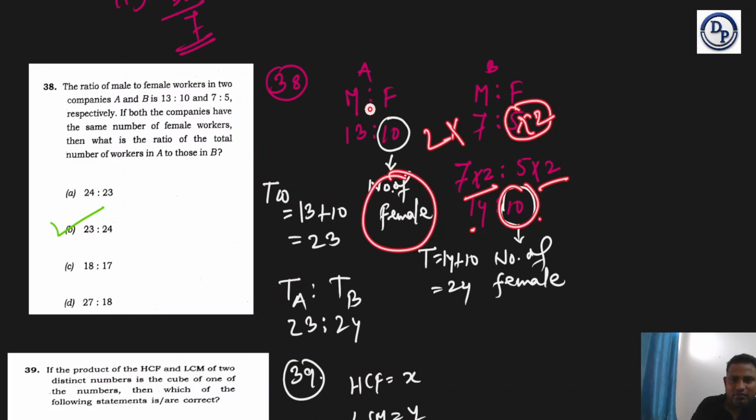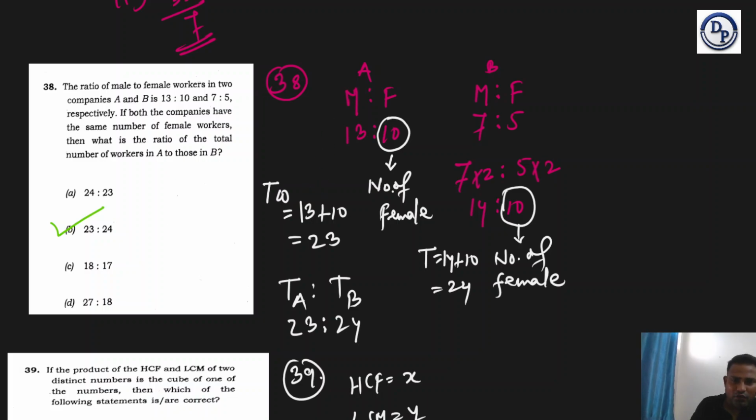The total number of workers in A is 23. TW means total workers, which is 13 plus 10. We'll get 23. Whereas in this case, total workers is 14 plus 10, which is 24. Simply you have to find TA is to TB. So I place the values, we get 23 is to 24. That is what the answer is.